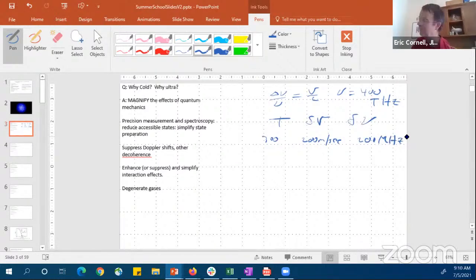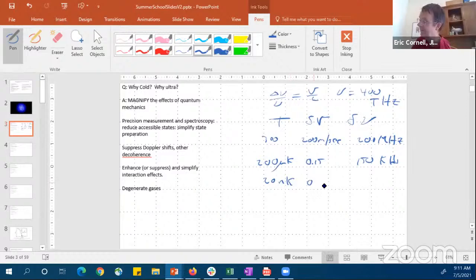You cool down to Doppler cooling, laser Doppler cooling temperatures, maybe 200 microkelvin, down to only 0.15 meters per second, and you're a factor of 1,000 down in Doppler width. And the kind of temperatures that we routinely think of as ultra cold, 20 nanokelvin or something like that.